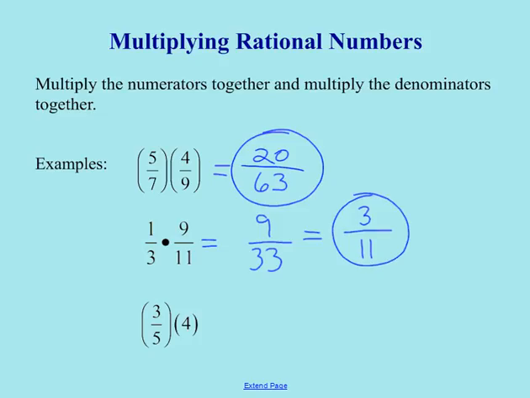And finally, we have 3/5 times 4. Well, you might be thinking to yourself, I thought we were multiplying fractions. Remember that 4 is written as 4 over 1, so it is a fraction. So we have our numerators. 3 times 4 will give me 12. 5 times 1, my denominators, 12/5. That is reduced to lowest terms.